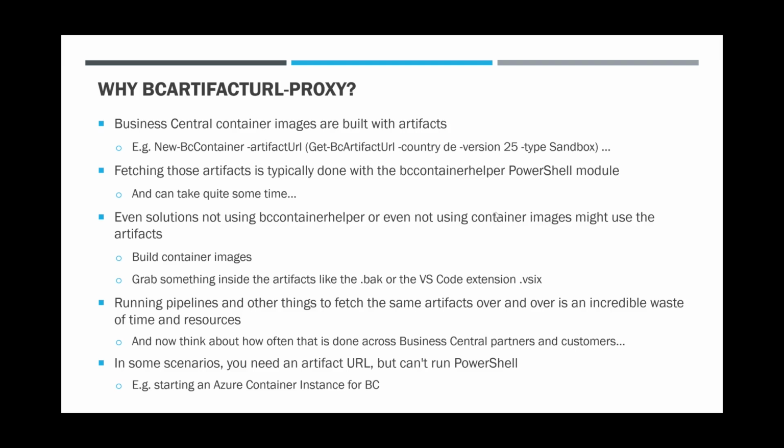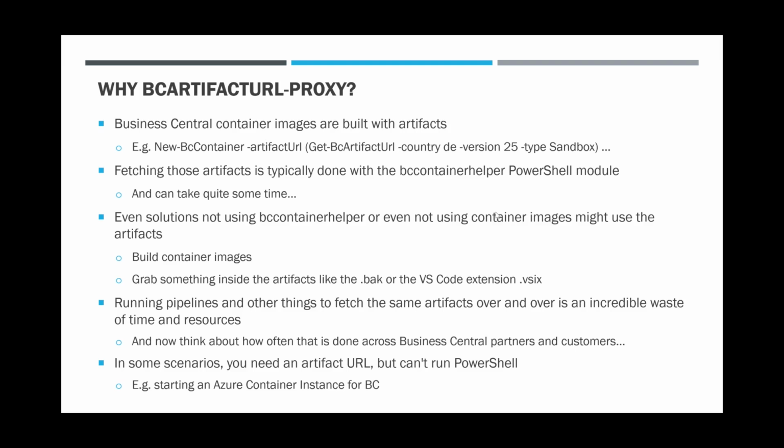Another aspect of it is that you might even have scenarios where you need an artifact URL, but you can't run PowerShell. For example, you could use the Azure Container Instance service, which basically allows you to create a container instance somewhere in the cloud via the Azure portal, for example. If you want to do that for BC, you still need to have an artifact URL, but you don't have access to PowerShell in that scenario. So it could be easier to just use the BCartifactURL-Proxy in that case as well. So this is the why.